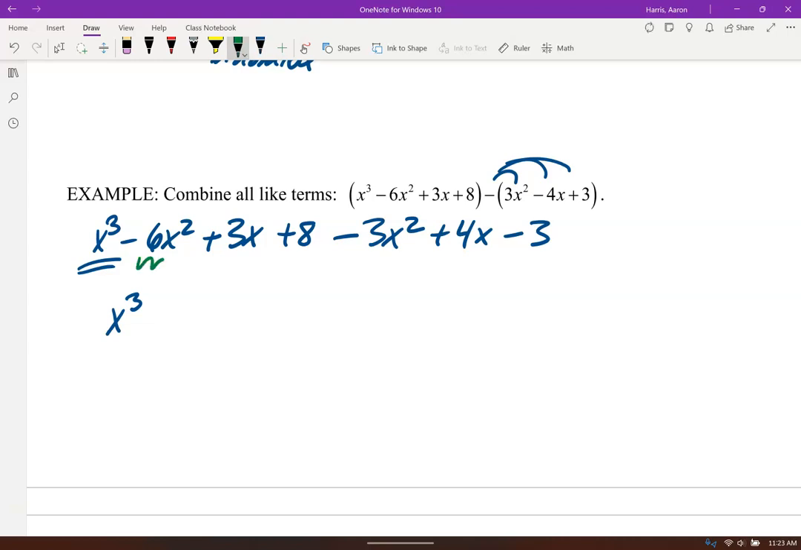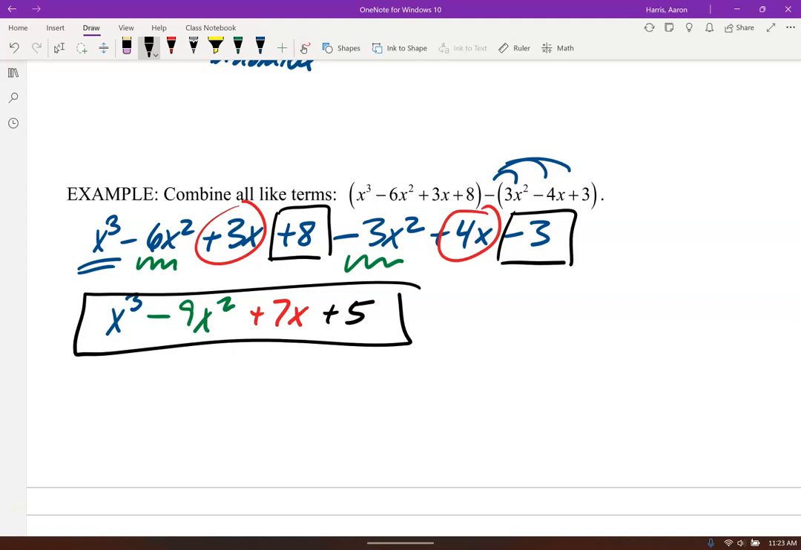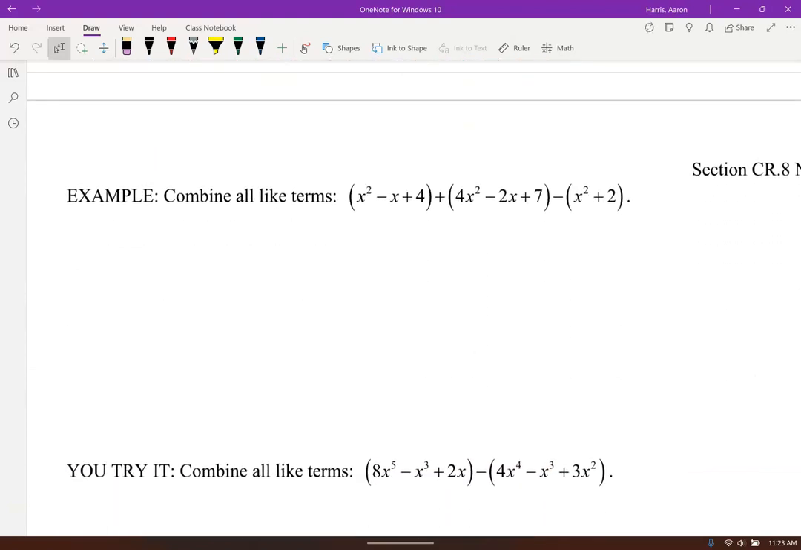And then minus 6x squared minus 3x squared, so minus 9x squared. And it looks like 3x plus 4x, so I got a 7x. And finally, I've got a constant 8 minus 3, so I got a 5 at the end. And notice this is a polynomial of 4 terms, and it's a third degree polynomial. A third degree polynomial is actually called a cubic, C-U-B-I-C, if you're going to classify it by degree. So polynomial of 4 terms, cubic or third degree polynomial.